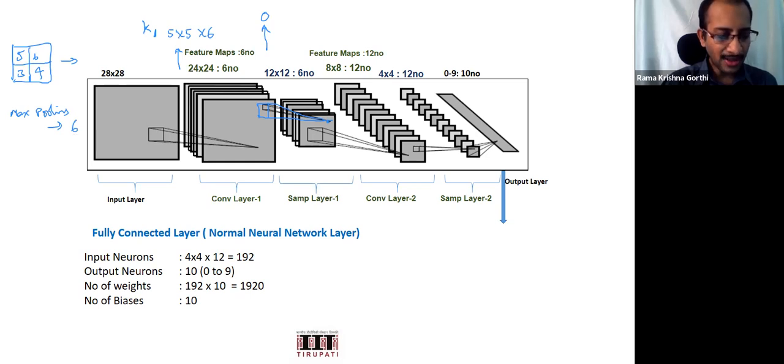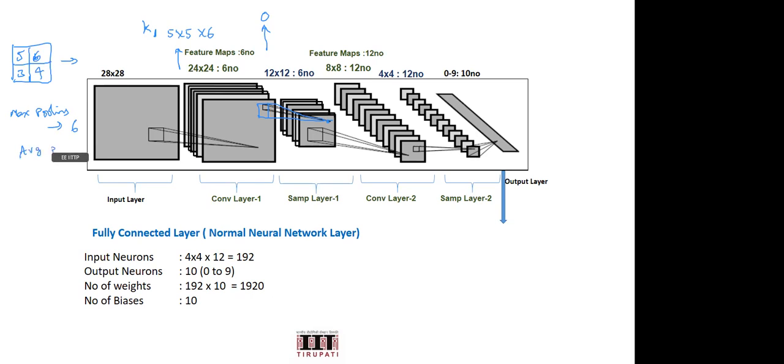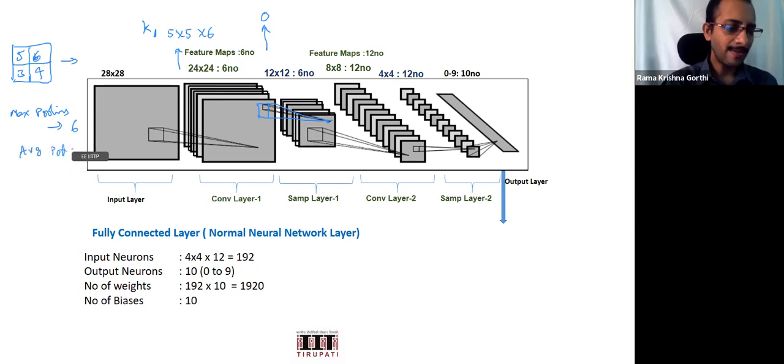If we do average pooling, what is the value? 4.5. Somebody can calculate. So 1 by 4 into 10 plus 8, 18. So it is 4.5. So average pooling will give this.